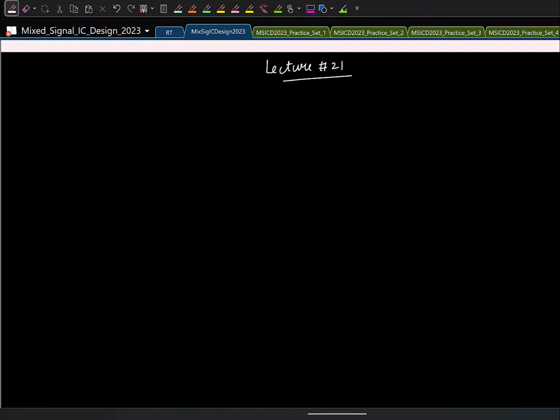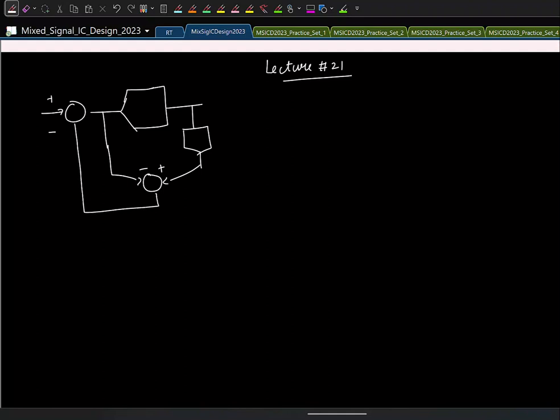So last class we looked at noise shaping, right? And the basic premise was similar to the pipeline. The goal was to cancel the quantization noise. In the pipeline ADC, we cancel that in the digital domain using another ADC. Here we are doing it in the analog domain. So the first idea was to take the ADC and put a DAC here, find the quantization noise and subtract this.